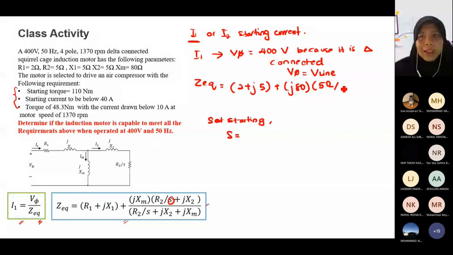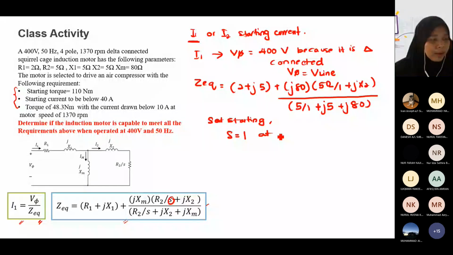If you have not watched the video, you can watch the video. Okay. And R2 is 5, and the stator impedance is 5 plus j80. Okay. Slip equal to 1 at starting. Okay, so now put all the values. What is your Z equivalent? Don't forget to set your calculator. Complex mode, right?